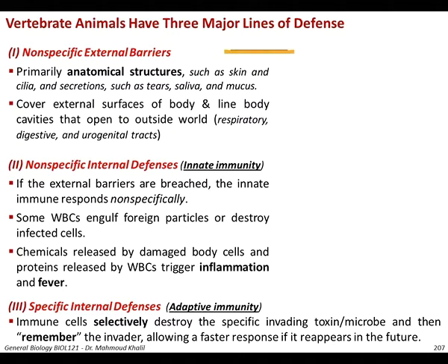The third barrier is the adaptive immunity, and actually it is also called acquired immunity. That means you acquire it, or your immunity adapts through your lifetime. So basically the adaptive immunity differs significantly between individuals. This is a type of immune response which is a very specific internal defense, and in this scenario, immune cells selectively destroy the specific invading toxin or microbe.